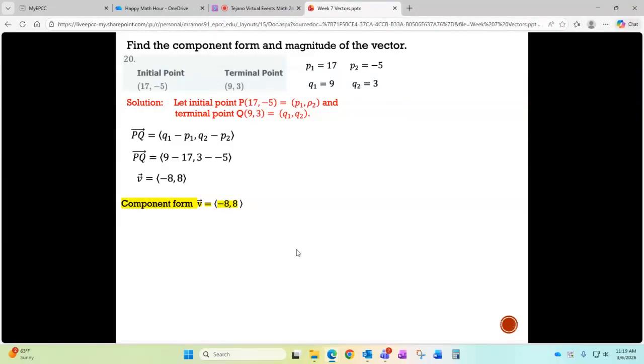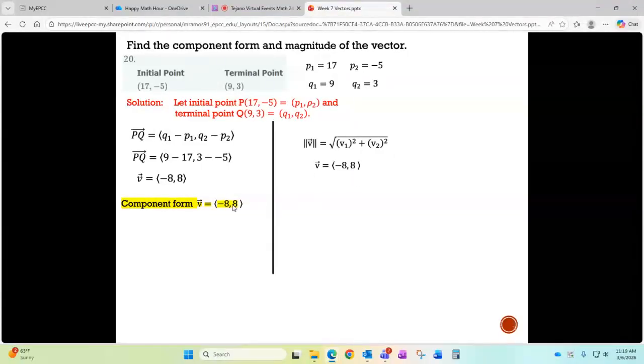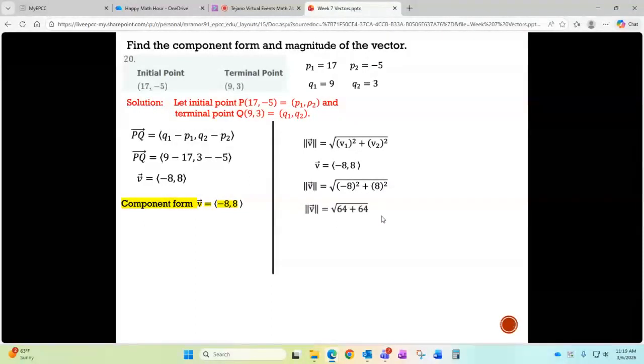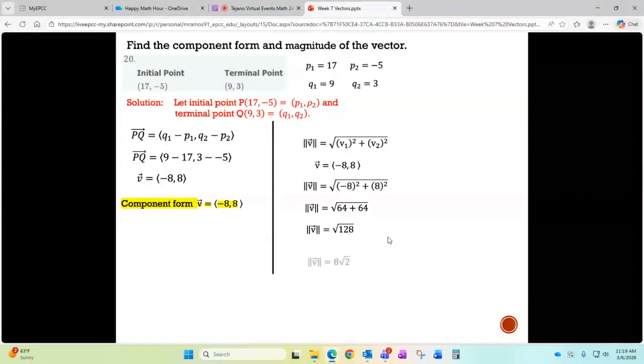So this is the component form for this vector. It also wants the magnitude. So again, once you have it in this form, we're just going to square each part here and take the square root of all that. So we have negative 8 and 8, the values we're going to plug in. So it's negative 8 squared plus 8 squared, 64 plus 64. I want the square root of all of that. I get square root of 128, which simplifies to 8 square root of 2.